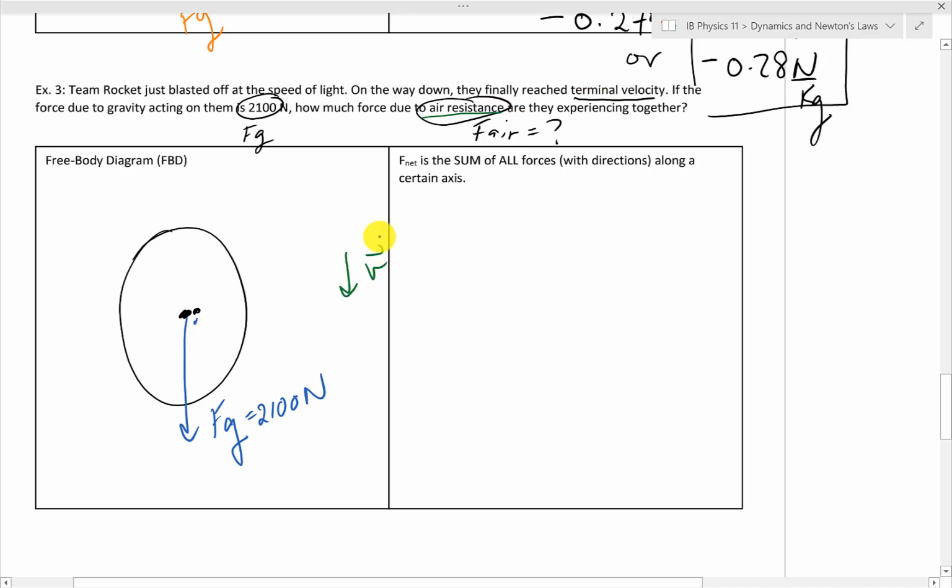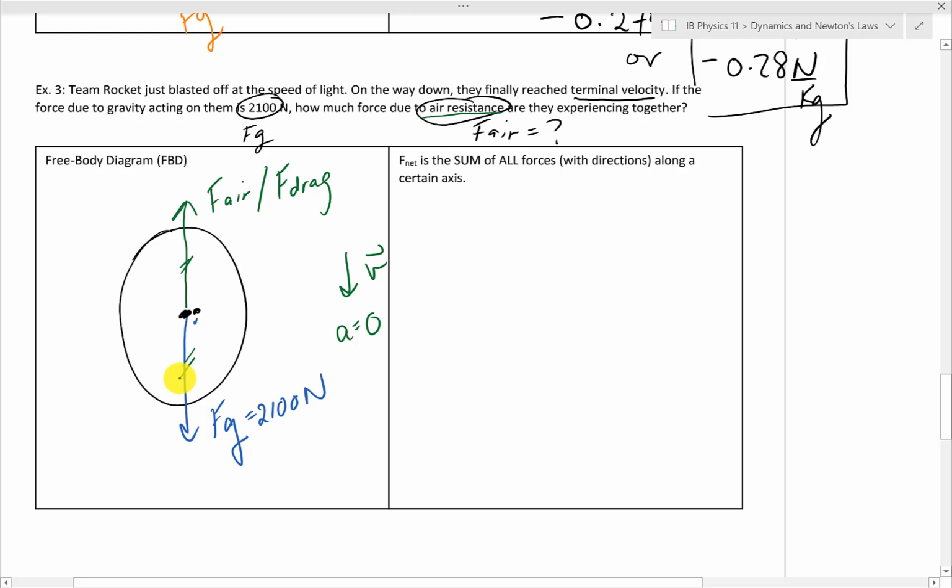And we also know that there is air resistance acting on Team Rocket, and because they are moving down at terminal velocity, the acceleration is 0, meaning they're not gaining speed, they're moving at constant velocity. So that means the air resistance should be equal in magnitude to the force due to gravity. Sometimes we call this F drag forces. Okay, so these two are equal in length. And there's our free body diagram.